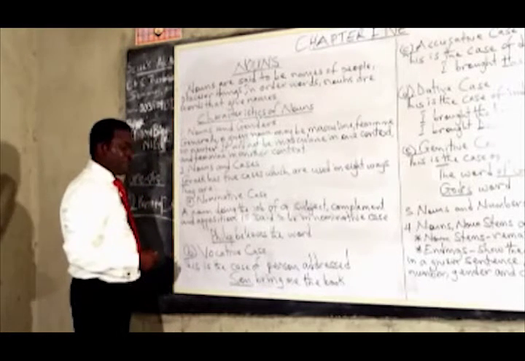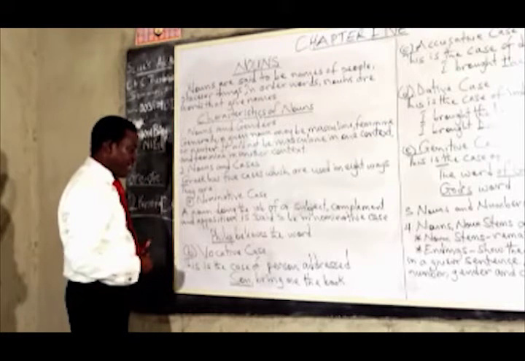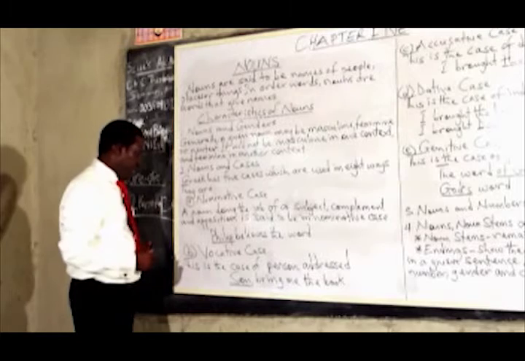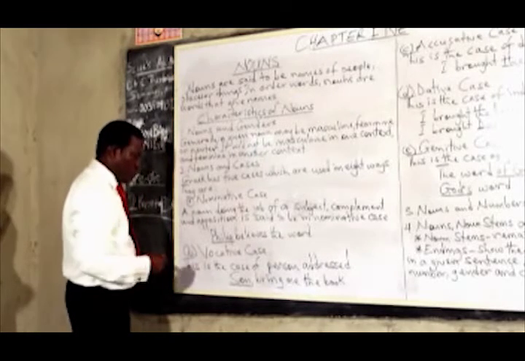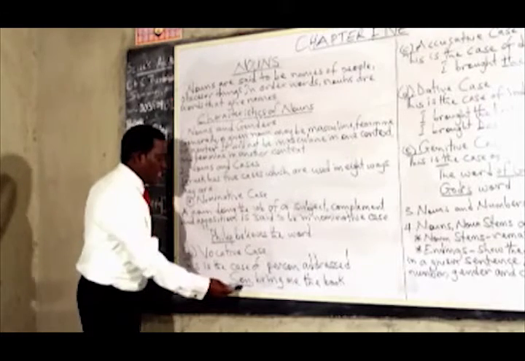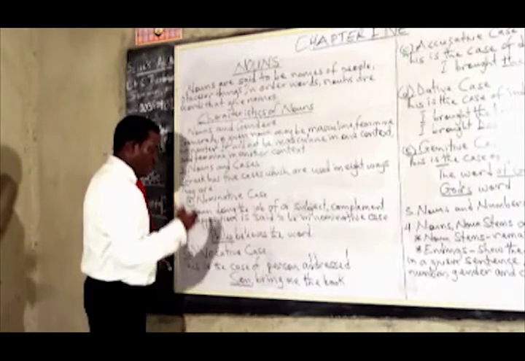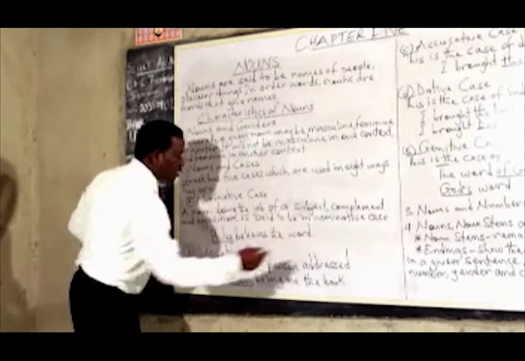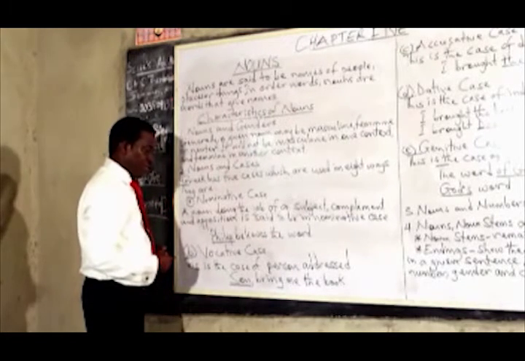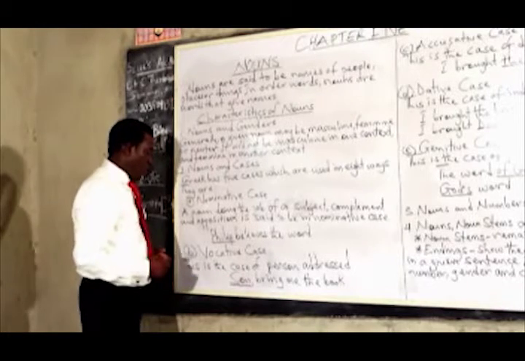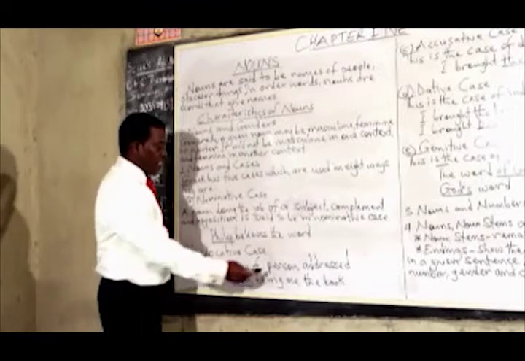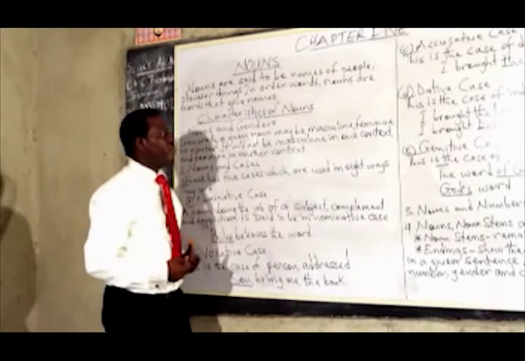Number 2, vocative case. This is the case of the person addressed. Example: son, bring me the book. Here now, son is being addressed. Son is called, and the statement is given to the son. So here, the word son in Greek will be in the vocative case, but in English it's the person addressed.